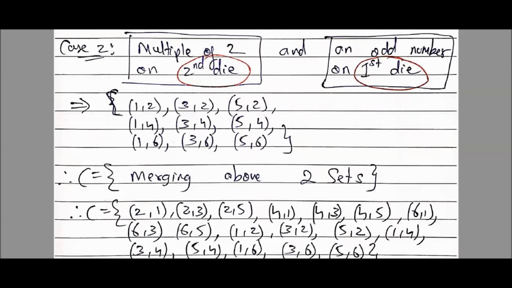I have written here. Now students, tell me one thing. Once again, should I have a pop-up window over here and should I find the cases of an odd number on the first die and an even number on the second die? Answer is no. Be smart. Whatever answer came in case 1, just write it in reverse. See on the screen, I'm showing you how to write it.